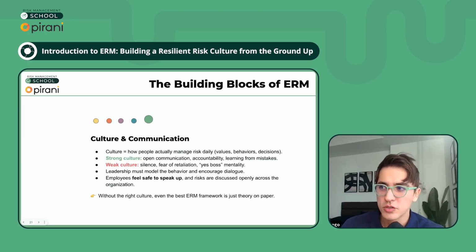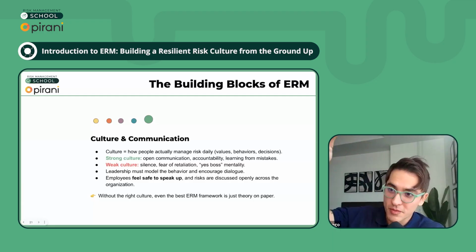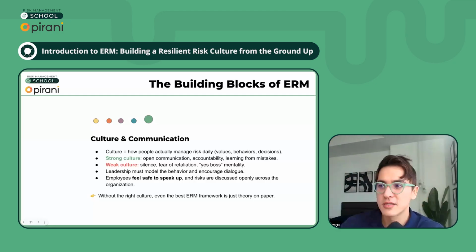So in a strong culture, there should be open communication, accountability, and learning from mistakes. Everyone is talking about the risks, not just the risk or compliance team. And in a weak culture, there's silence, there's fear of retaliation, the "yes boss" mentality. Whatever the checklist says, I'm going to do what the checklist says. So again, that's the importance of leadership. So that is a cycle and it is connected.